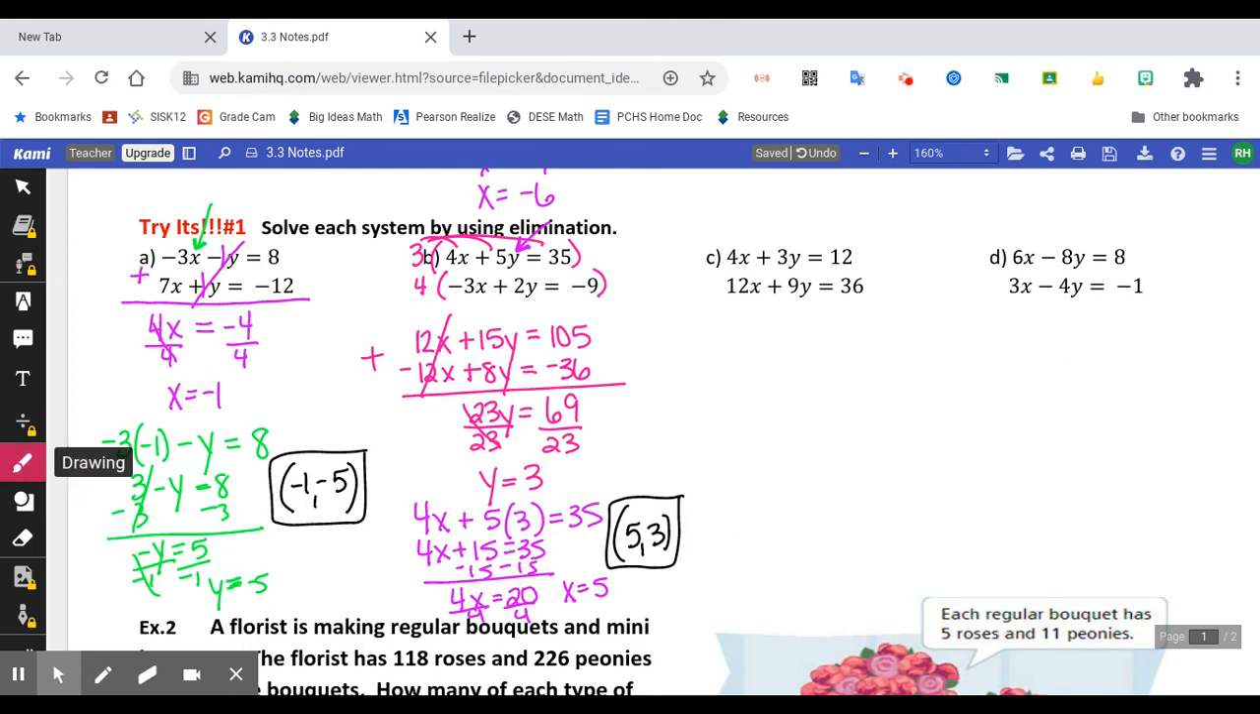Okay, let's go to the next one. Looking at my x's, I would have to multiply the top. Same thing on my y's. So I'm just going to multiply the top row. I want x to become -12, so I would have to multiply by -3. So let's distribute all three of those.